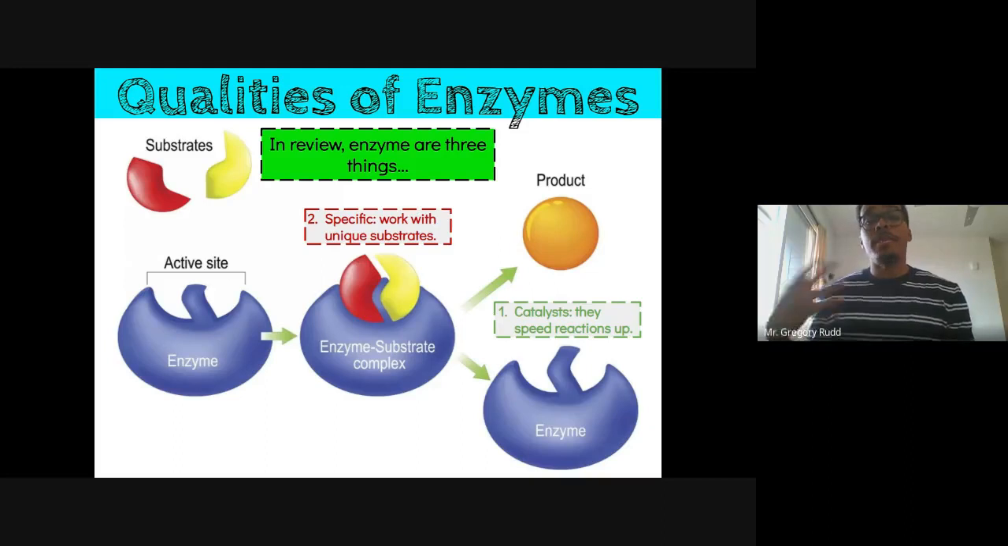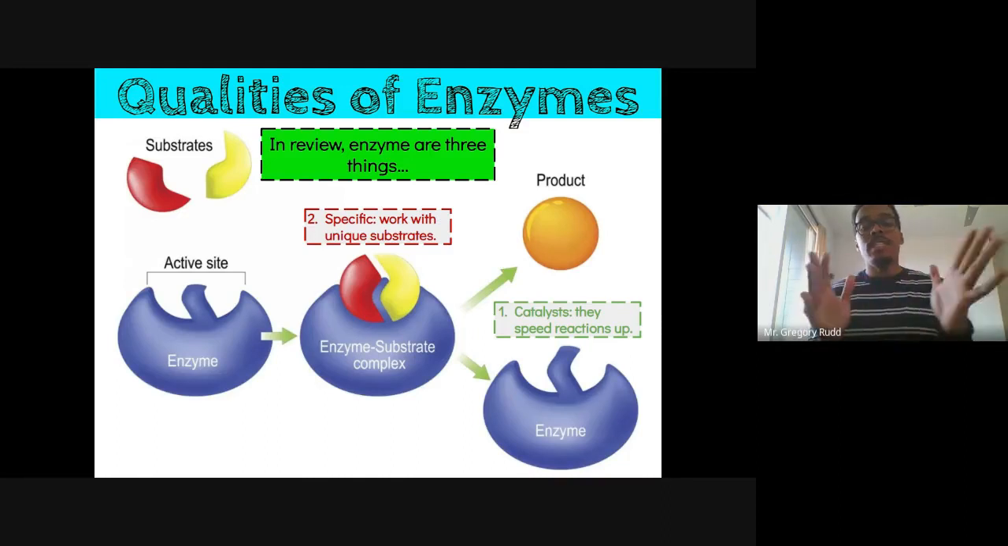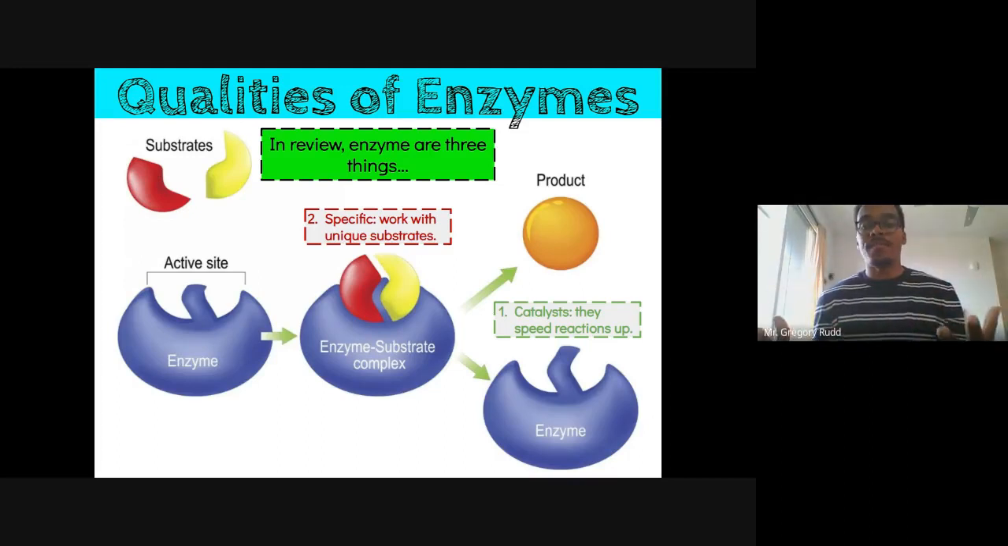Number two, enzymes are specific, so they only work with unique substrates. The shape of the substrate is compatible with the shape of an enzyme's active site. So the active site is where the action happens. That's where the chemical reaction takes place. The reactant, otherwise known as the substrate, needs to be similarly shaped to the enzyme's active site in order for a reaction to take place. And that's what gives it the quality of specificity. That's what makes the enzyme, quote unquote, specific.